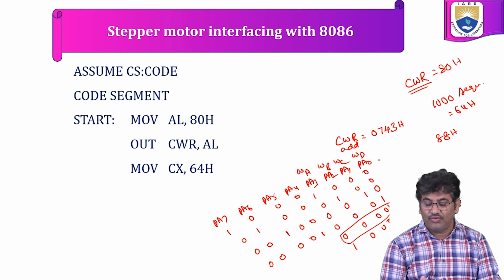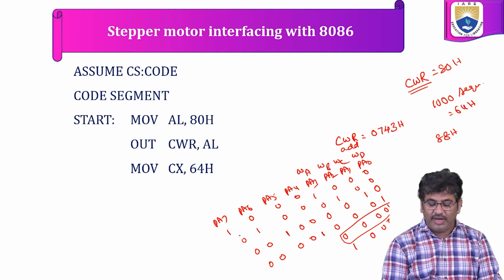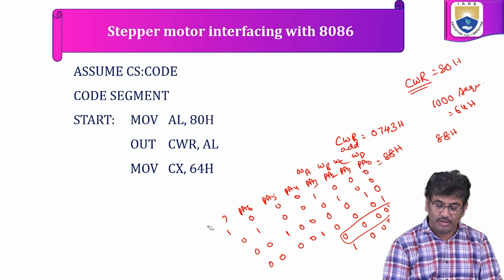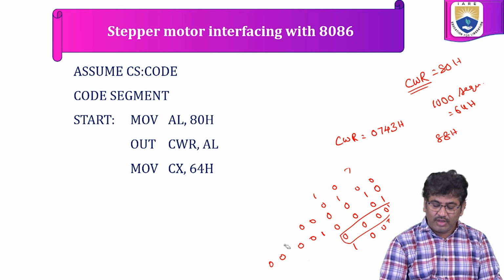Instead of passing 8421, 8421 like this 1000 times, we can go for iteration by writing 88H into the port A. Then we shift these contents towards the right side by 1 bit for getting the next winding excitation. Again we go for one more shift. So the initial excitation we want to give is for winding A.